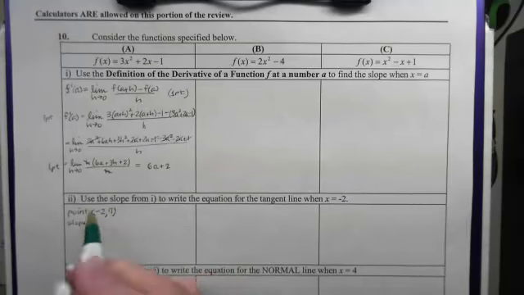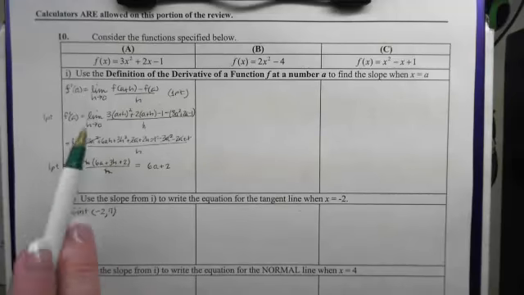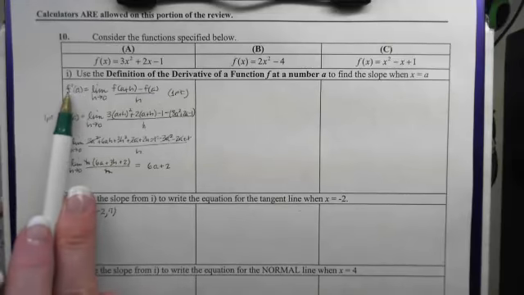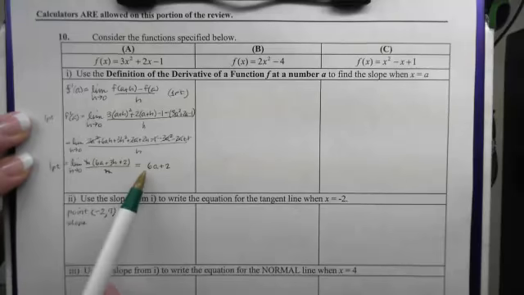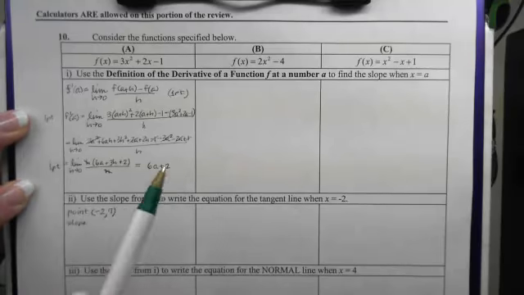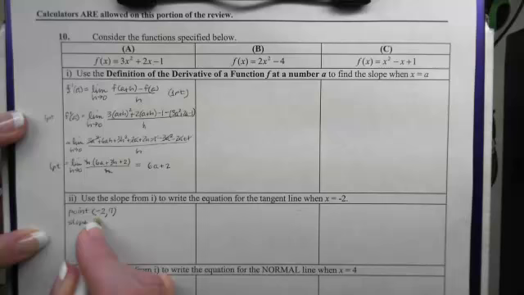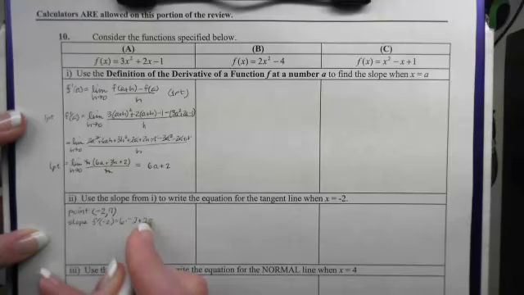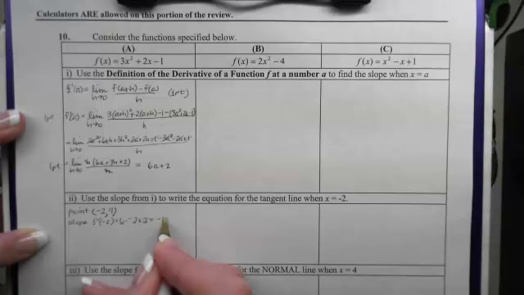We also need the slope, and what's fortunate is we have just found the slope in part A. f prime of a is 6a plus 2. So f prime of negative 2 will be 6 times negative 2 plus 2. That gives us negative 12 plus 2, which is negative 10.